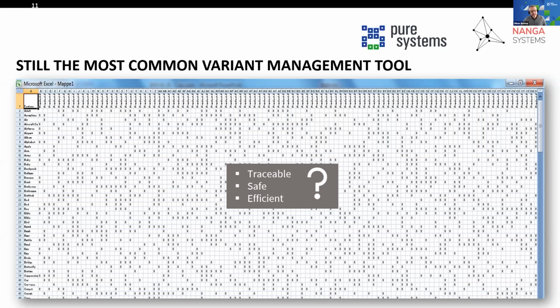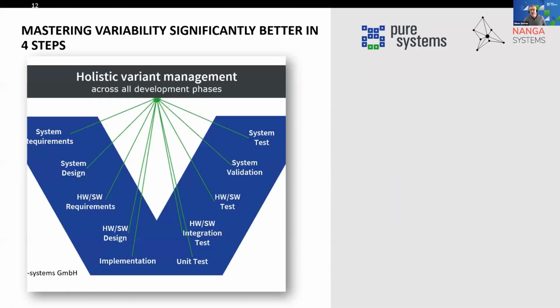But to be honest, is this really traceable? Is this really safe? Is it really efficient? How can you make sure that the variant consists of the right crosses? Possibly if you select feature 1, you can't select feature 2 because it's not possible to build this product. Or if you select feature 5, you should also decide between 7 and 8 because this is linked to this feature. So you see, you're facing lots of problems.